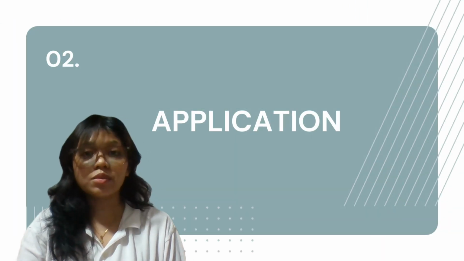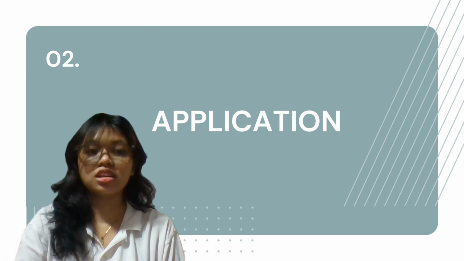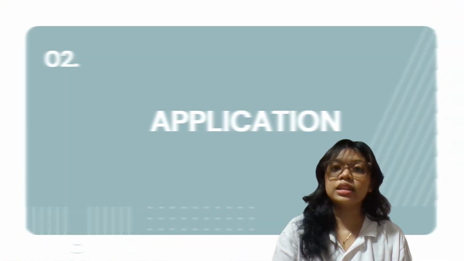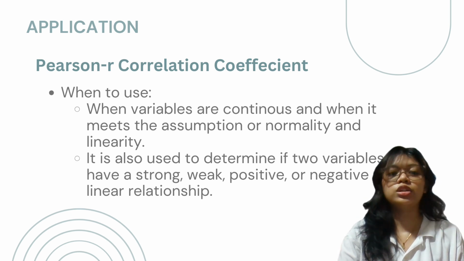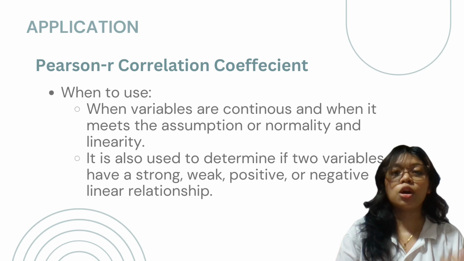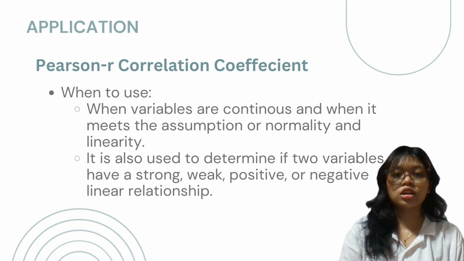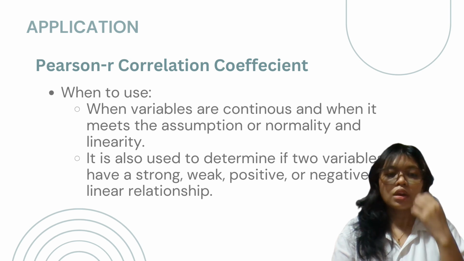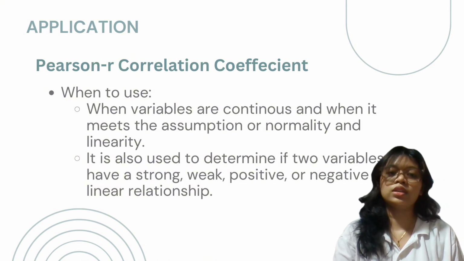So now that we have a basic understanding of what the three key methods of hypothesis testing are, let us now have a deeper look into each one of them and how they are used. So first is the Pearson R correlation coefficient, or most commonly known as the Pearson R. It is used when both the variables are continuous and when the relationship is expected to be linear. It is also used when the data meets the assumptions of normality and has no significant outliers.